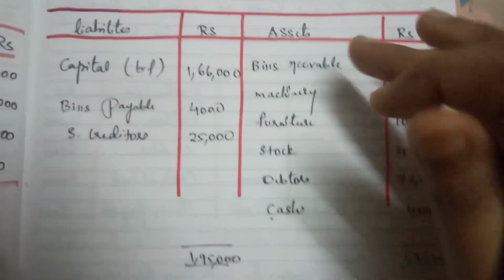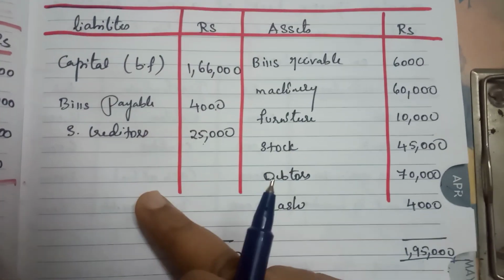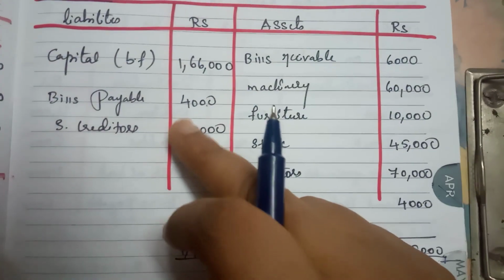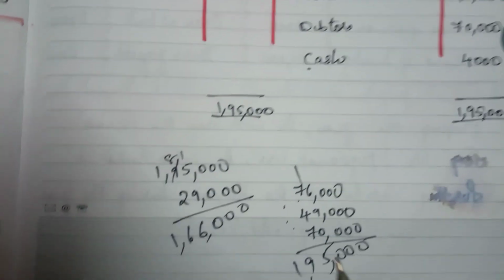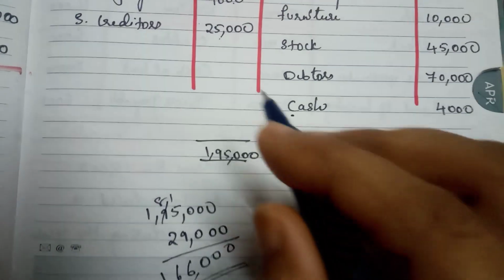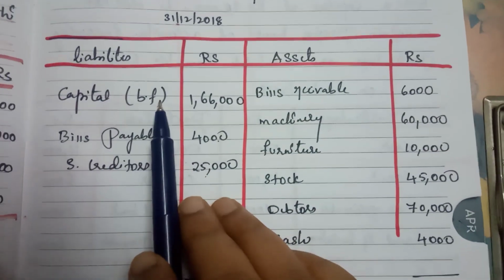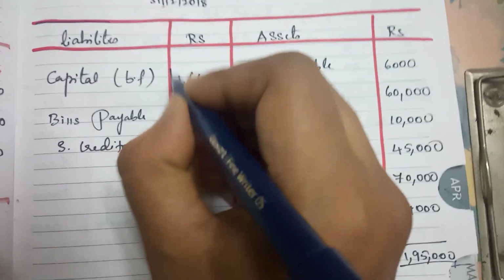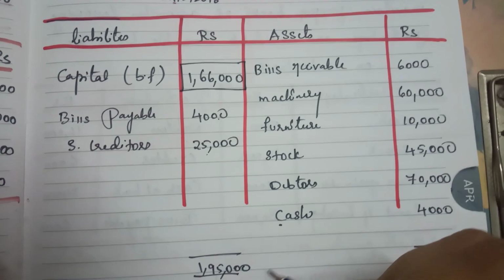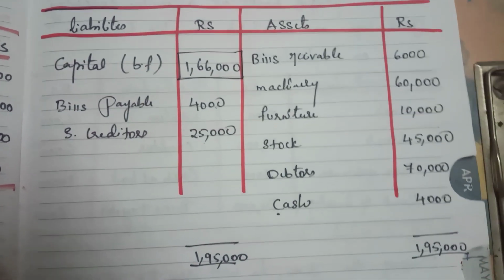So first we are going to record all the assets, then liabilities. We'll take the total of these, we'll get 1,95,000, and we'll take the total of the liabilities. What is the balance we are getting? That comes under capital. That's it. So this is the answer. So you can find the opening capital as well as the closing capital this way.